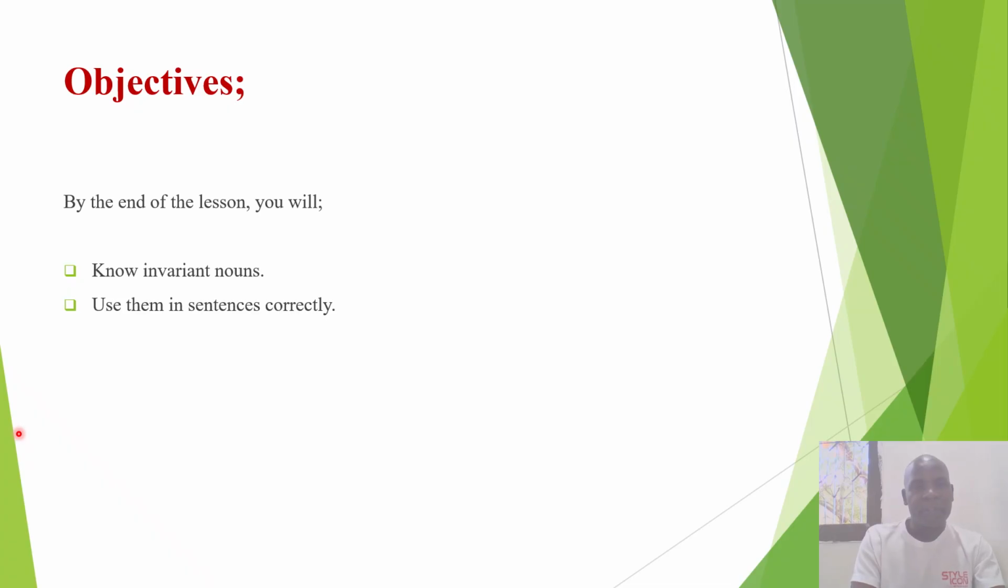Okay, first let's look at the objectives for the lesson before we move on. So at the end of this lesson, you will be able to know what invariant nouns are, and I also expect you to be able to know how to use them correctly in sentences.